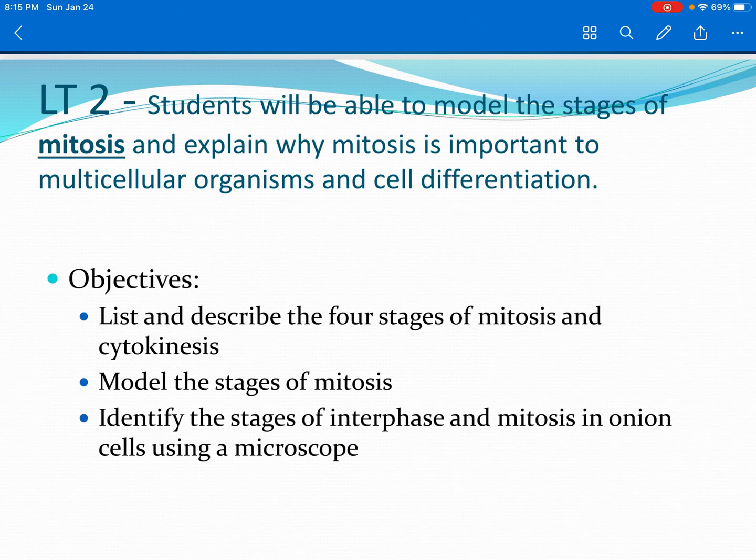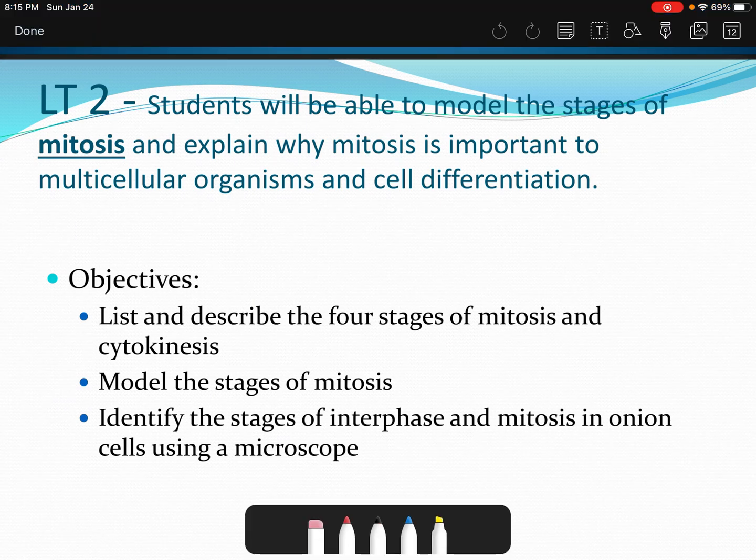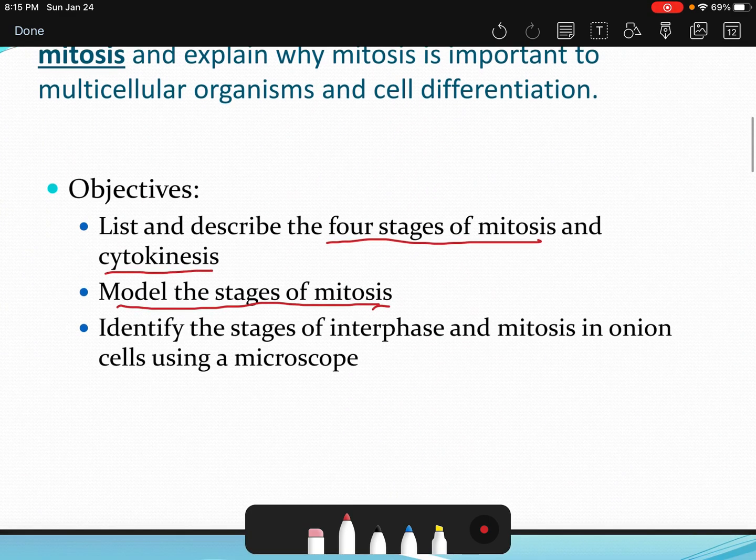Our objectives for this PowerPoint are, let me get my pen working here, to be able to list and describe the 4 stages of mitosis and cytokinesis, model the stages of mitosis, that will be an in-class activity that we do, and identify the stages of interphase and mitosis in onion cells using a microscope. That will also be an in-class lab that we do.